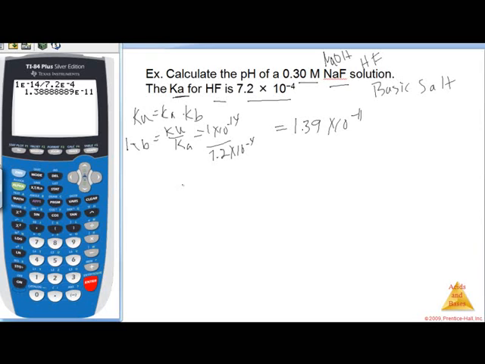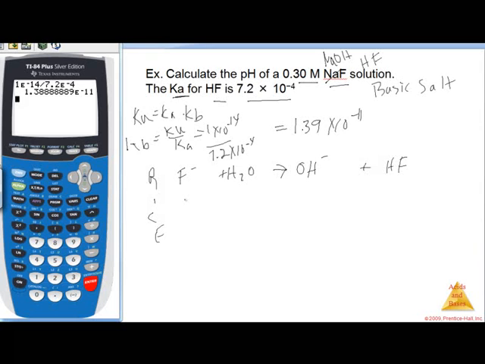So now I can use a RICE table to figure out what my hydroxide concentration is. Alright, so my reaction, I'm producing base, right? So I'm producing OH minus. It's coming from water, which will not be part of the reaction. My strong is my spectator, so I have F minus plus water gives me OH minus plus HF. Okay, so that's my reaction, ICE.